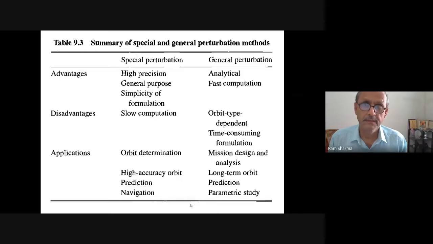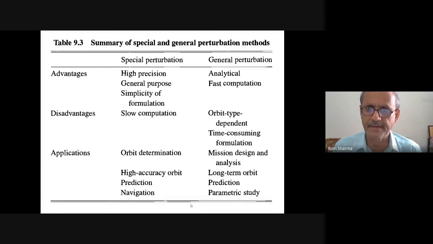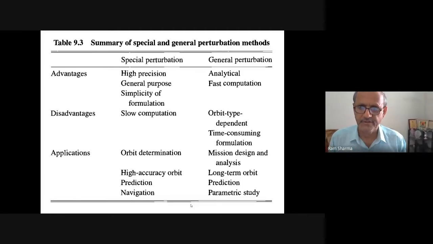So at that time, these methods help you, because you have to quickly get the solutions. They are orbit type dependent, with time consuming formulation, because they depend upon the orbit. They are useful for mission design and analysis, and long term orbit prediction. You can do long term orbit prediction. Okay, some inaccuracies will be there, but you can do parametric study, because when we do mission planning, parametric study is very important.